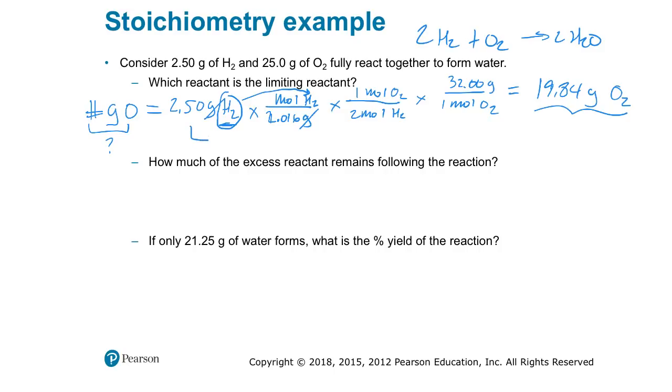So in order to make 2.50 grams of hydrogen go to 0 grams of hydrogen, we need to have 19.84 grams of oxygen to react with it and to be completely consumed in this reaction, as that H2 and that O2 are then going to lead to the formation of the water molecules in the reaction. I have 25 grams of oxygen present, so that's a good thing. The difference between 25 grams and 19.84 grams is the excess quantity of oxygen.